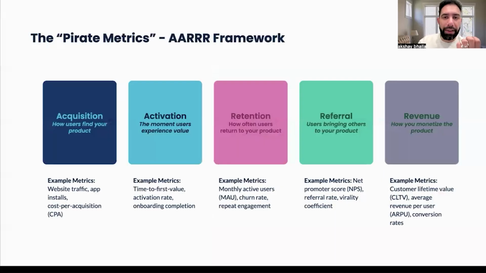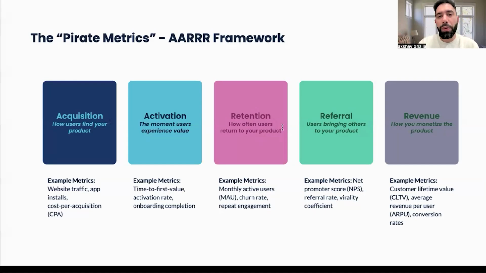It's called the Pirate Metrics or the AARRR framework by Dave McClure. So, what is this framework? The five letters stand for acquisition, activation, retention, referral, and revenue. Now, these are just guidelines that you can actually pick and apply based on which stage your product is in. And we'll talk about that as well. Let's start with what it means.